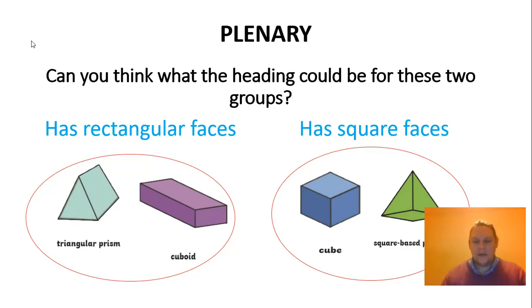Now, we could also say that one of our headings is going to be has rectangular faces and the other one could be doesn't have rectangular faces for our cube and square-based pyramid, okay? Similarly, we could have has square faces and doesn't have square faces. Okay, so we could have square faces over the cube and the square-based pyramid and doesn't have square faces on the triangular prism and the cuboid grouping.